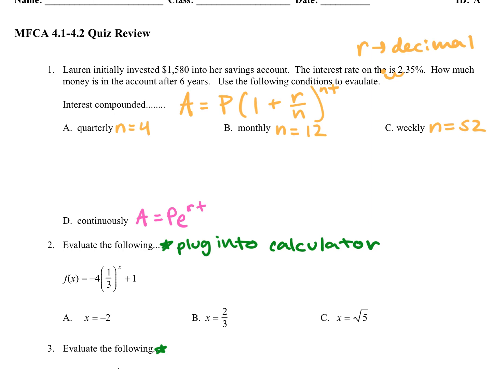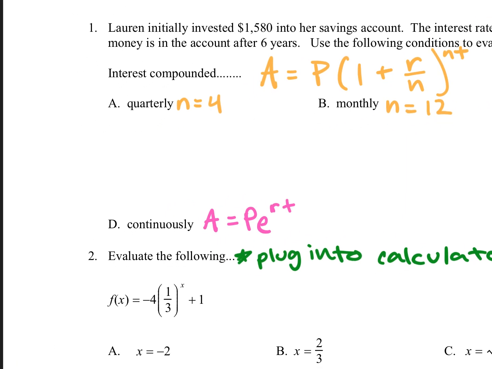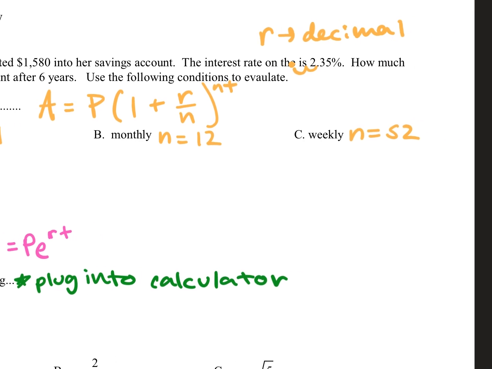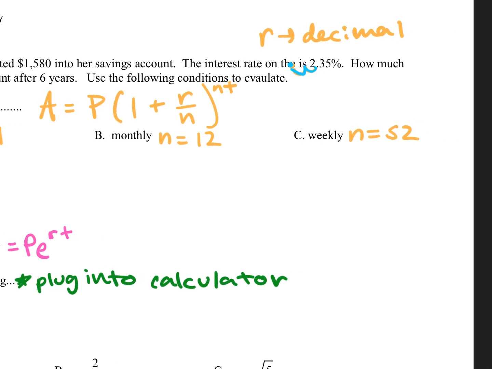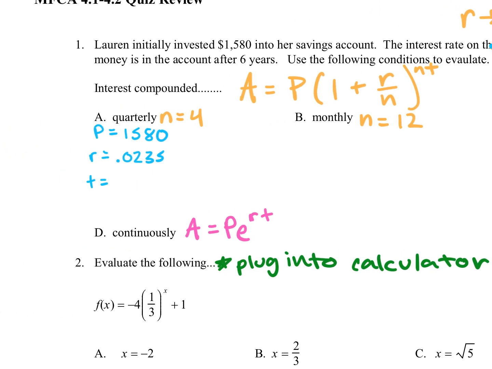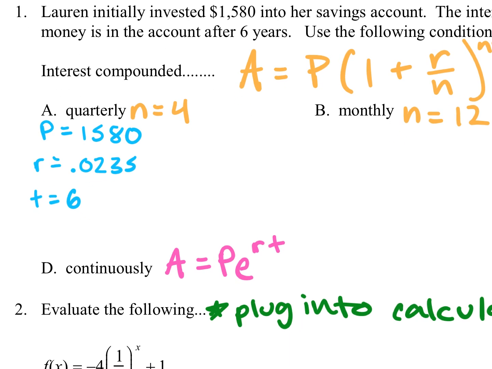So yesterday we said quarterly, N is 4. We still have to figure out what P, R, and T are going to be. What's our principal? 1,580. What would our rate be? 0.0235. Perfect. Since it was 2.35, we moved the decimal twice to make it the decimal version for our rate. And then what's our time? 6. So let's plug that all into our formula.